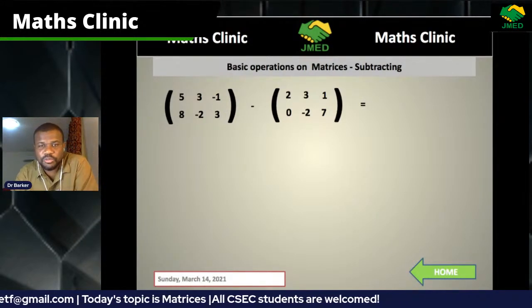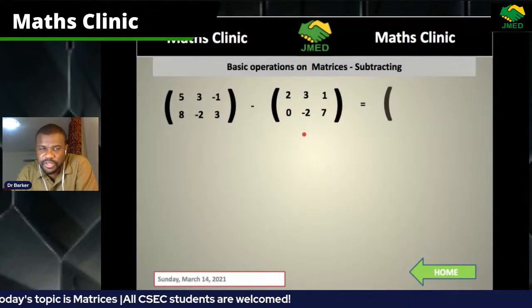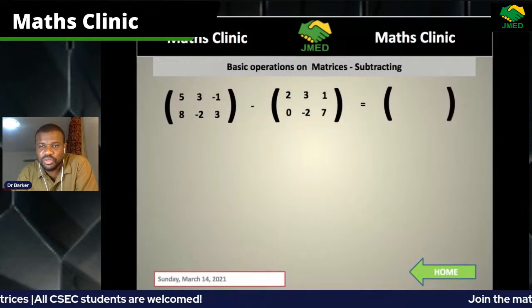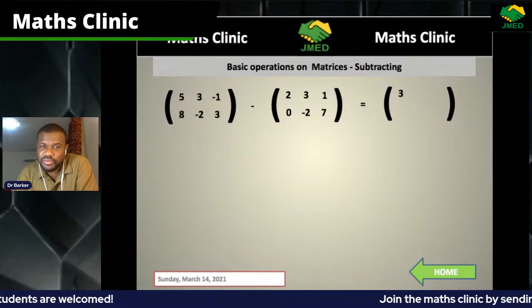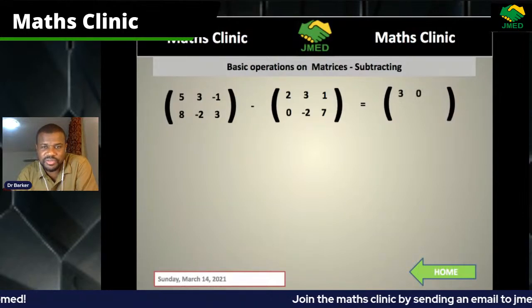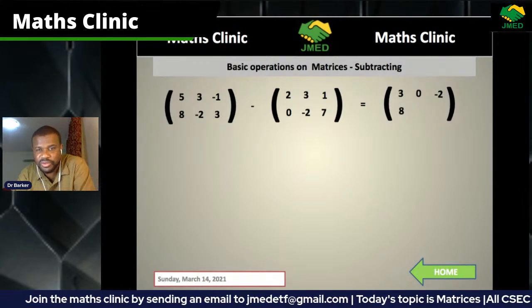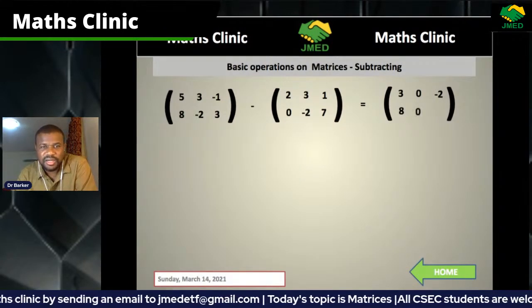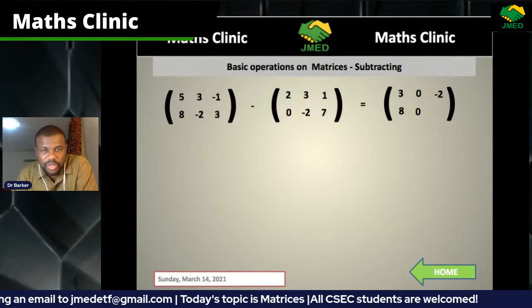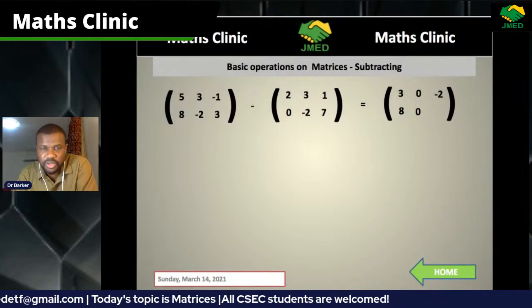So we're going to subtract. The procedure is fairly the same. 5 take away 2, that should give us 3. 3 take away 3 gives us 0. Minus 1 take away minus 1 should give us 0. 8 take away 0 is 8. Minus 2 take away minus 2 will become 0.